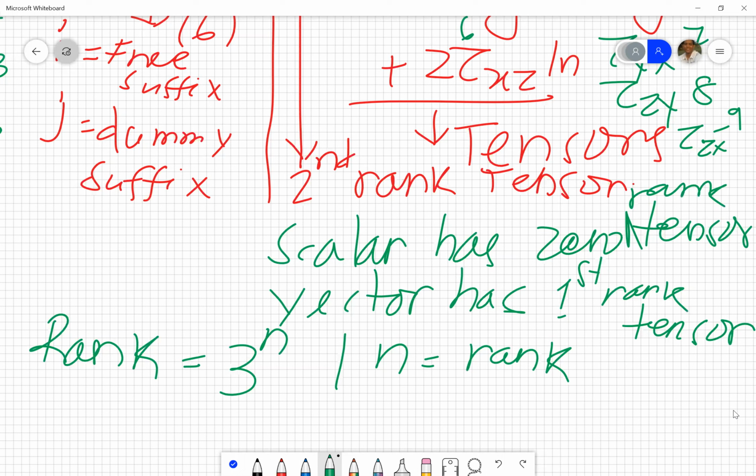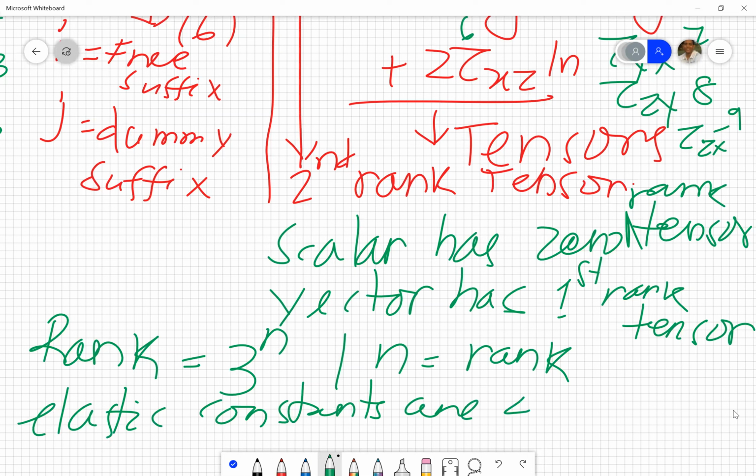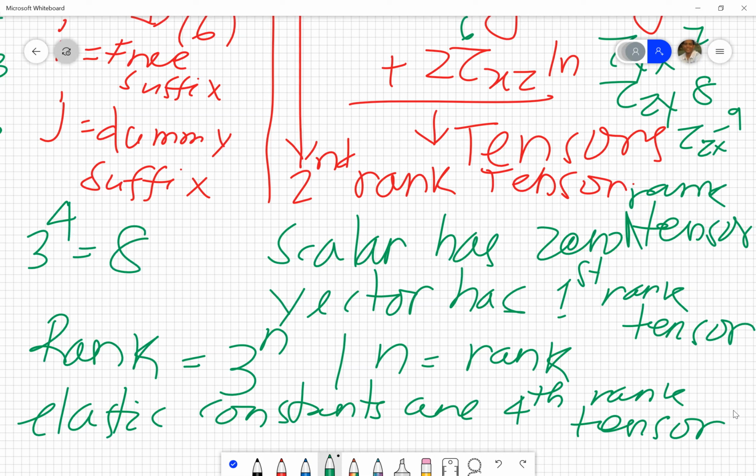Another important thing: all the elastic constants that relate stress with strain in an elastic solid form a fourth rank tensor. Elastic constants are a fourth rank tensor. That means if you put 3 to the power 4, n equal to 4, what will we get? 81. That means to specify the elastic components, we will need 81 components in the general case.